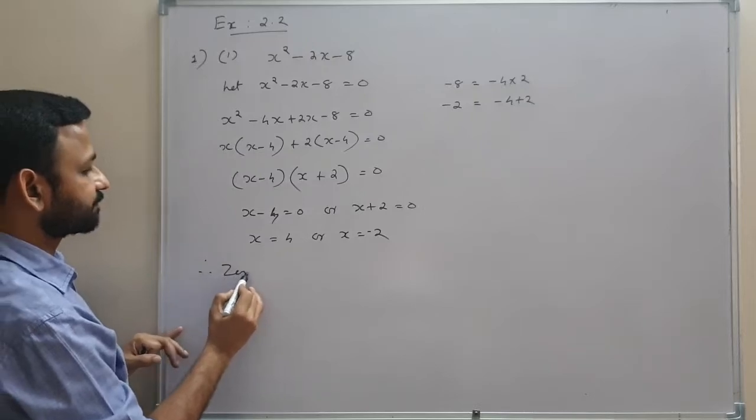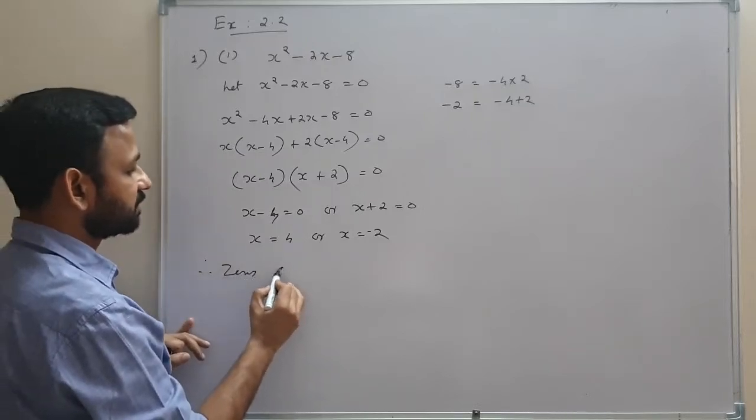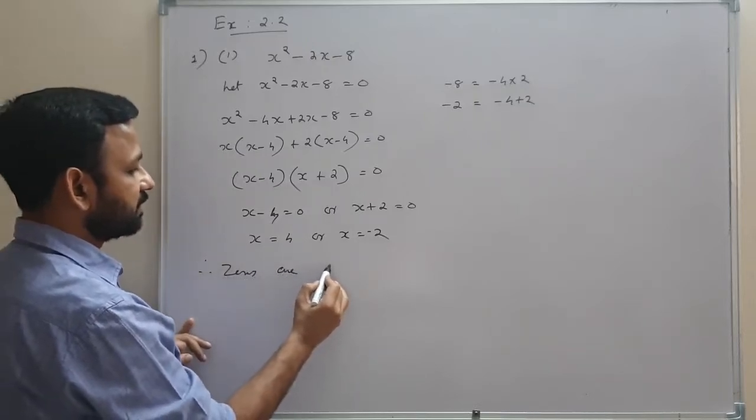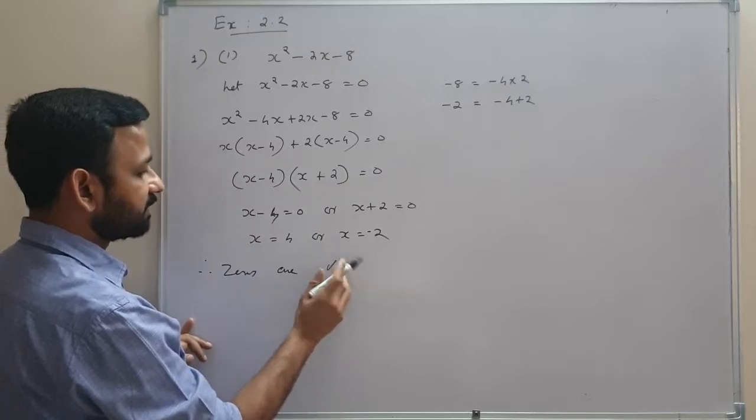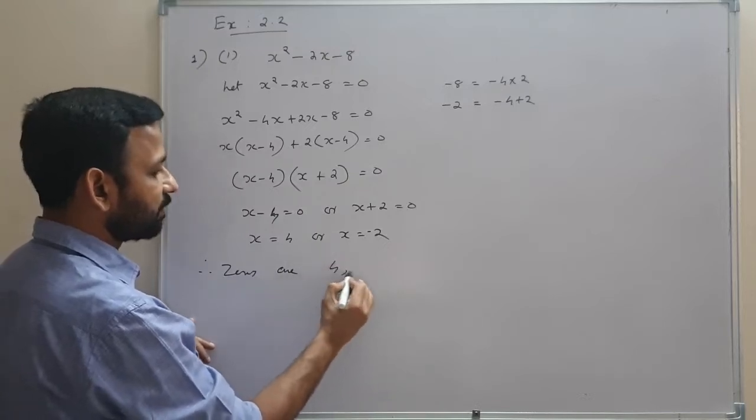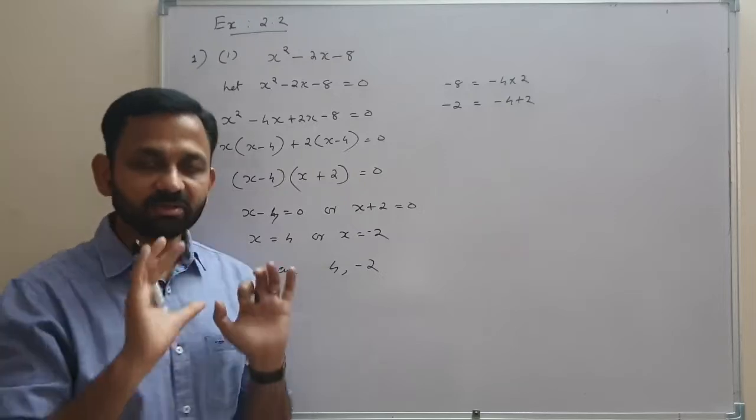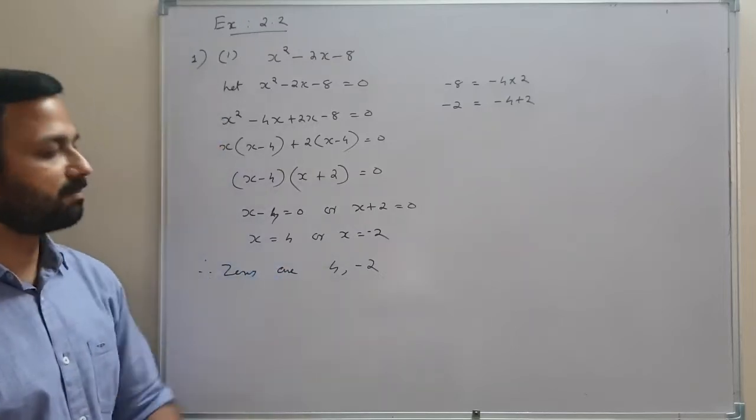Therefore the zeros are 4 comma minus 2. So now we got the zeros of this polynomial, 4 comma minus 2.